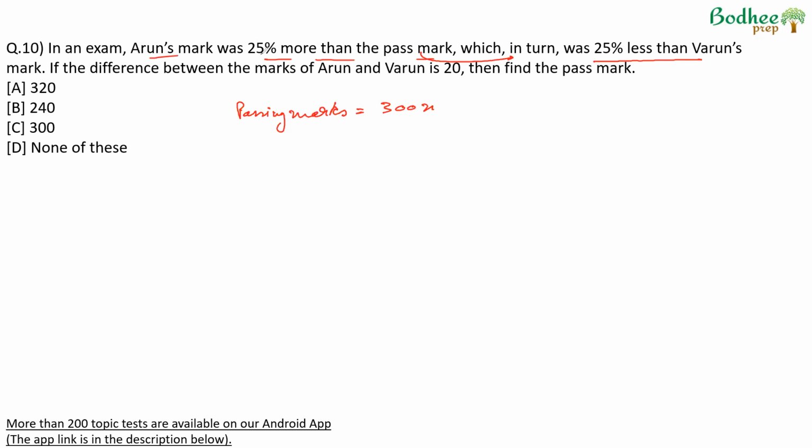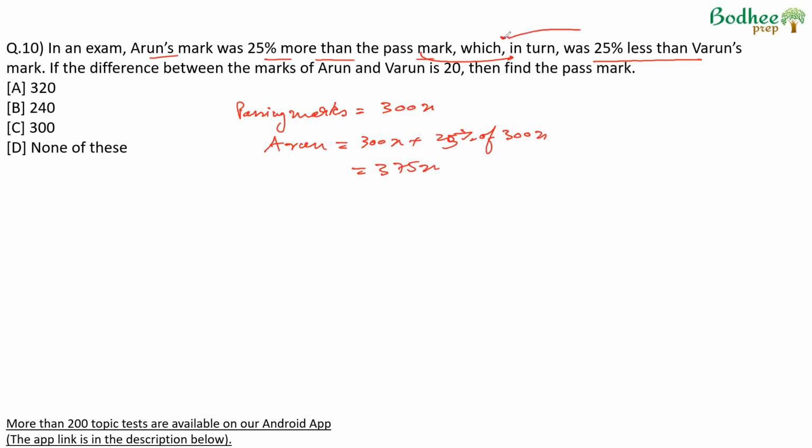I'm doing this because we have to find 1/4, 25% of pass marks to add and get the marks of Arun. Also, when we decrease Varun by 25%, we'll get Varun into 3 by 4, which will be equal to pass marks. So it has to be a multiple of 3 as well. Arun's marks are 25% more than pass marks. So Arun will score 300x plus 25% of 300x, which will be 375x.